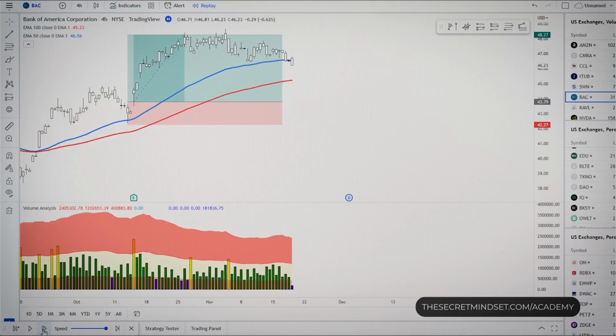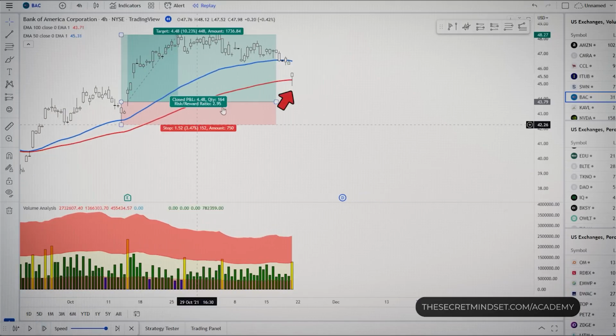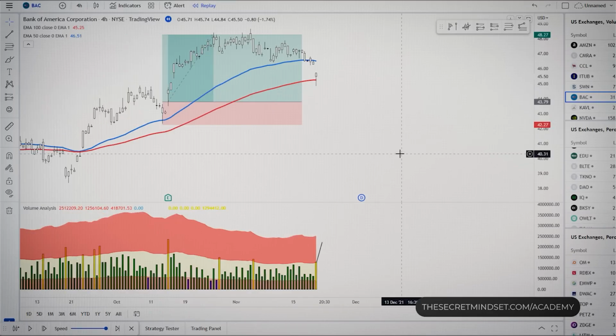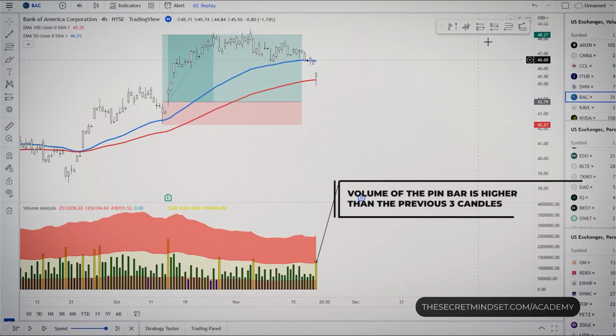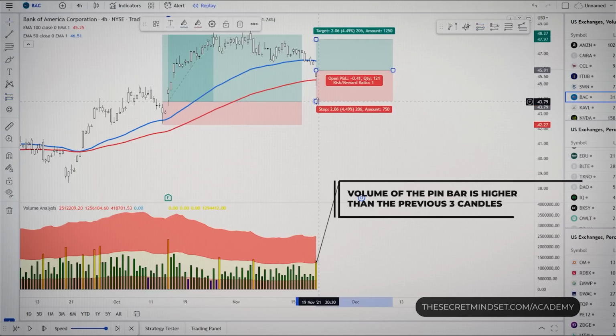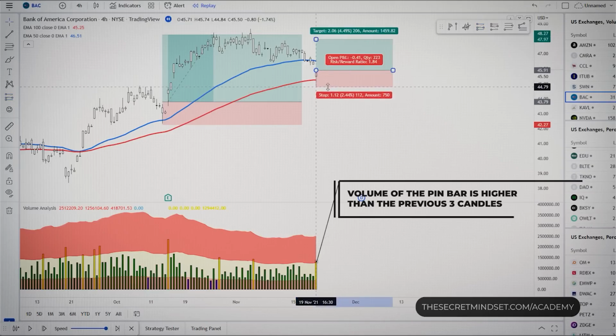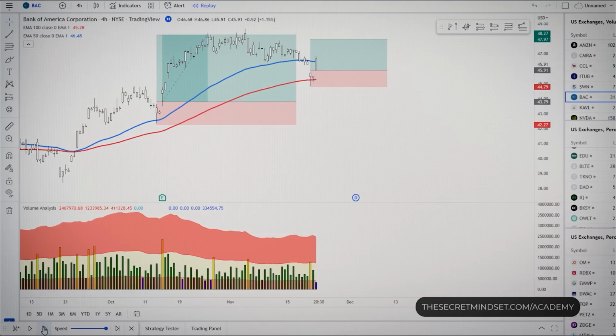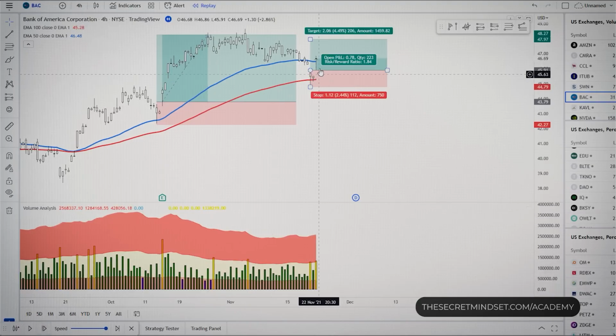Let's continue. I see a somewhat deeper pullback to the 100 EMA and a pin bar forming right on top of it. The real body is relatively small and the tail of the candle is much longer. Volume is definitely higher than the previous bars, so there's active participation and interest in that particular area. So we'll enter long at the high of the pin bar.